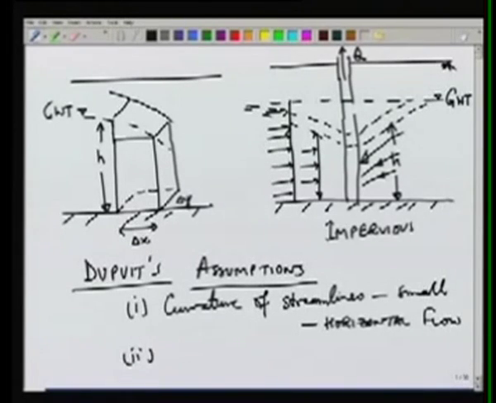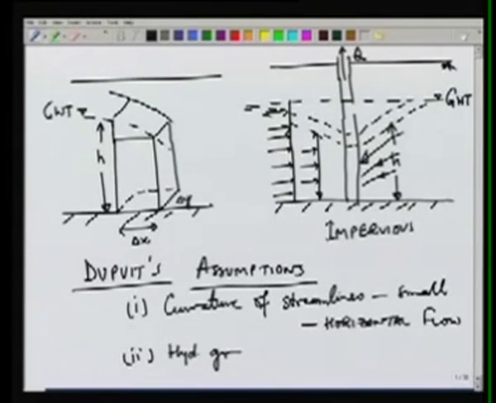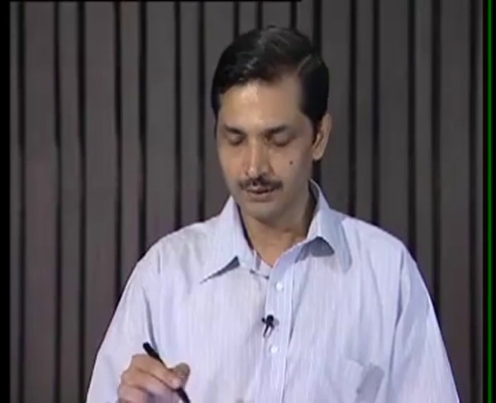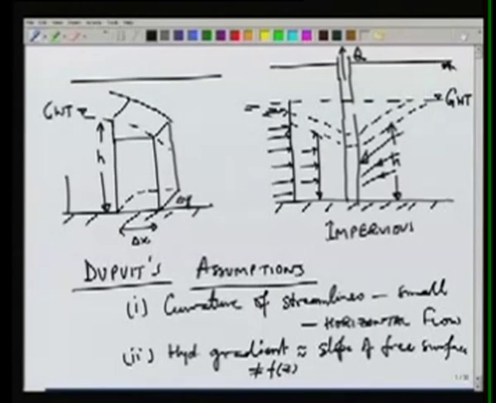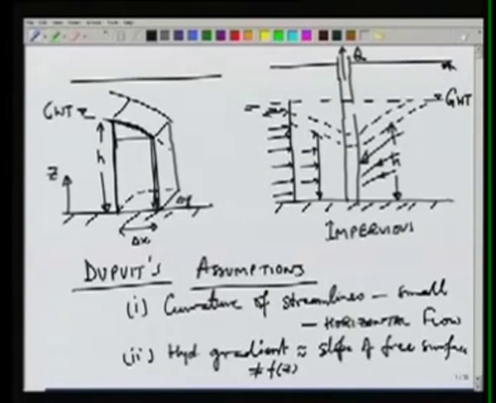The second assumption is that the hydraulic gradient can be taken as the slope of the free surface. And the hydraulic gradient will remain constant over height, so it will not be a function of z, where z is the vertical coordinate. So if we take an element like this, the hydraulic gradient for this whole depth would be given by the slope of the water table, and it will not change with depth. So using these two assumptions, we can now write the mass balance for this element.